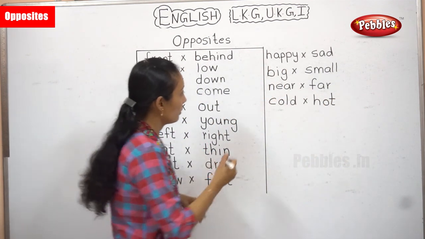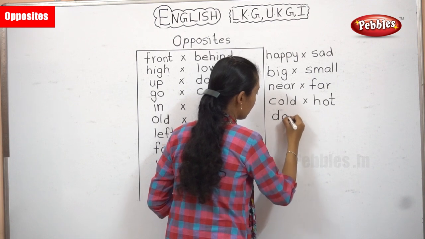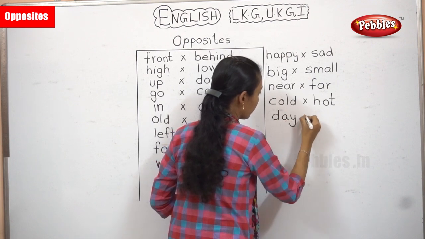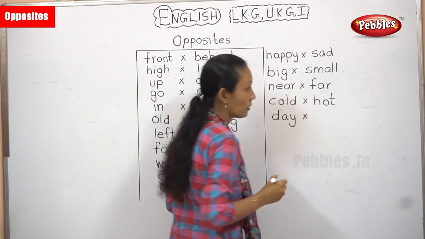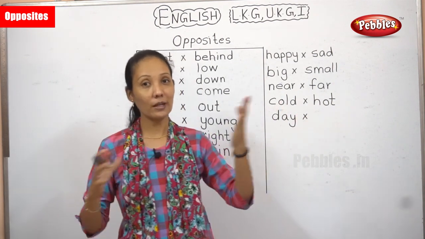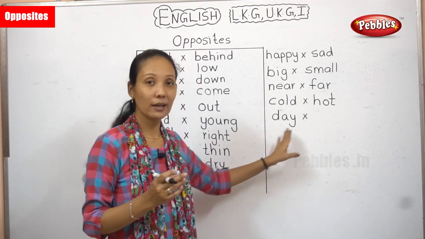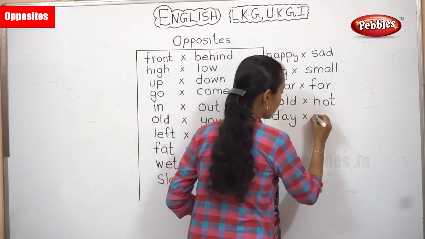Okay, now day. Yes, day. You say day for the morning, isn't it? Morning. So now when you wake up, it is morning. Now again when you go back to sleep, what is that? It is night. So day, correct. Night.